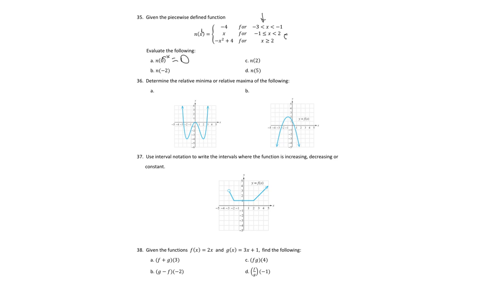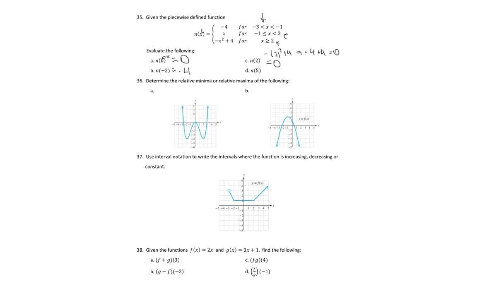Let's go to the next one. N of negative 2. So which of these criteria does negative 2 fall under? Well, it's between minus 3 and minus 1. So my answer is just minus 4. N of 2. Well, going through that, it falls under this last one because it's greater than or equal to 2. So it's going to be minus 2 squared plus 4. Well, 2 squared is 4, so minus 4 plus 4, which is 0.